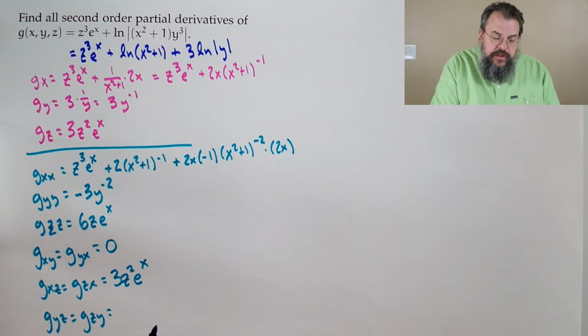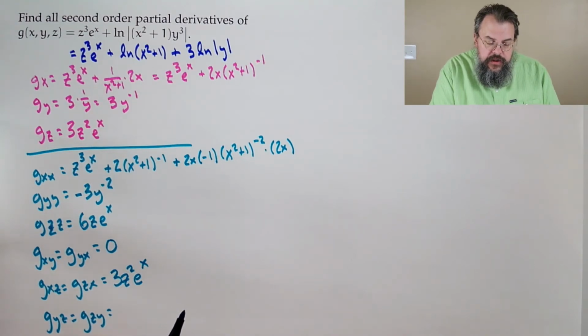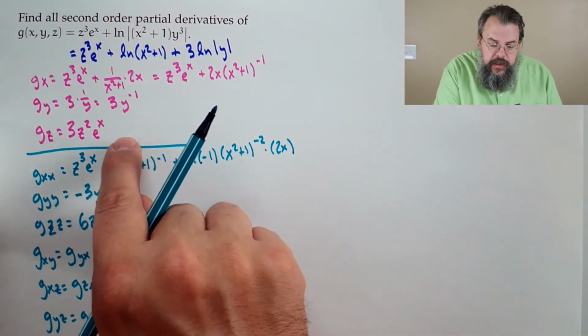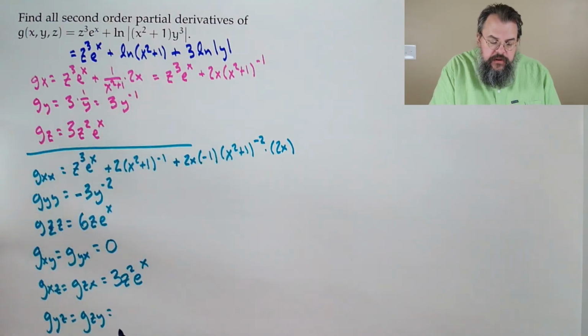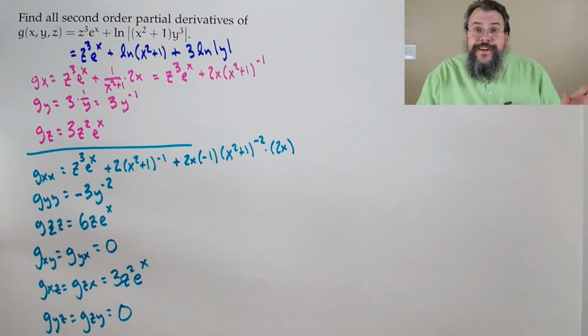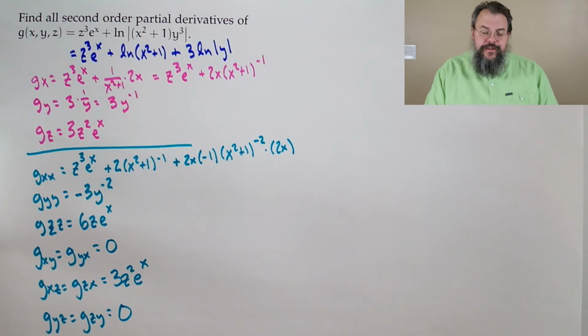And how about g y z or g z y? Well, it doesn't matter, right? G sub z, there's no y. G sub y, there's no z. And so we get 0. And we're done. There they are, all the second order partial derivatives.